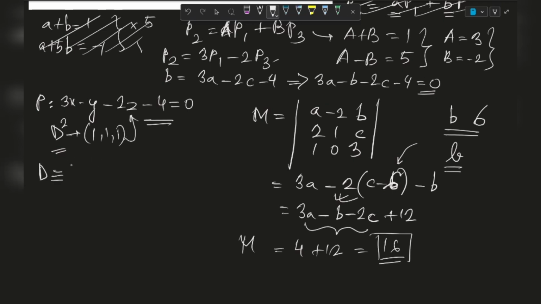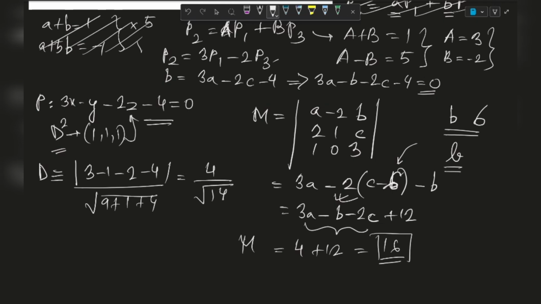This is basically simple stuff. This is mod of, we have to put 1, 1, 1. So 3 minus 1 minus 2 minus 4 divided by root under 3 square 9 plus 1 square 1 plus 2 square 4. So this comes out to be 4 by root 14, because 4 plus 2 is 6, plus 1 is 7, minus 7 plus 3 is minus 4. Taking the mod, this is 4. So d square is 4 fours are 16 by 14.